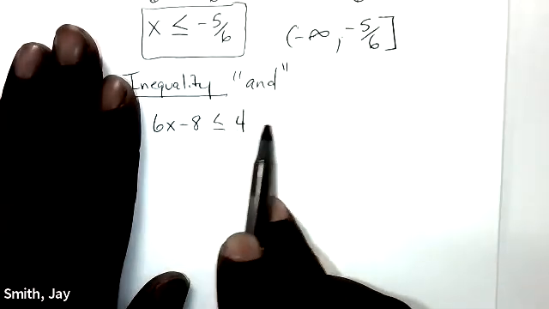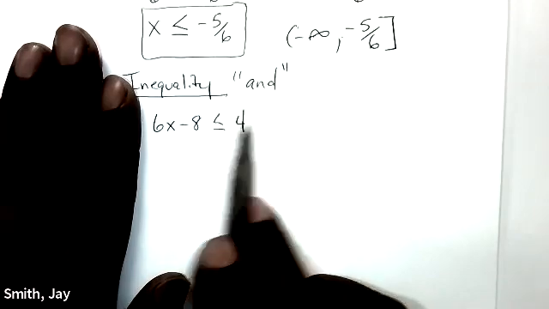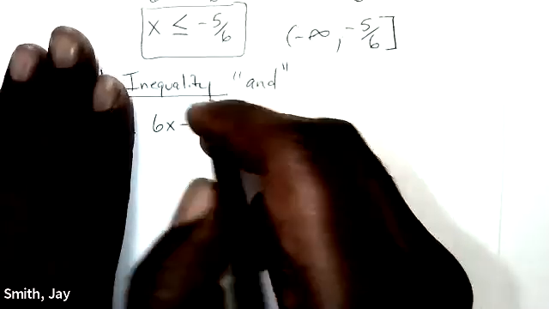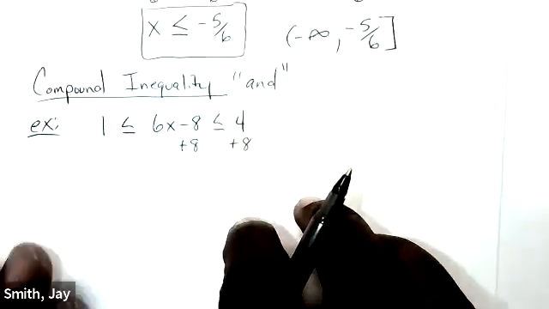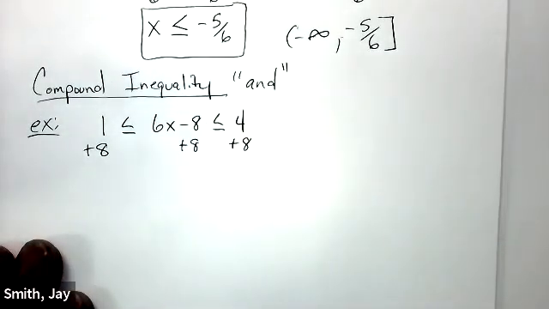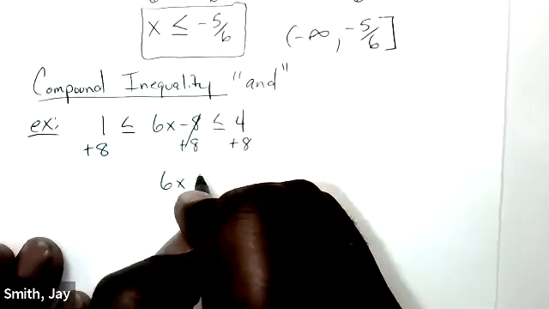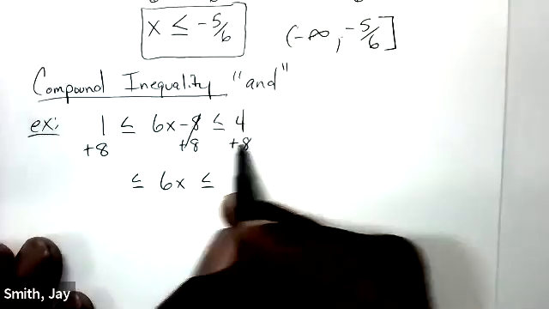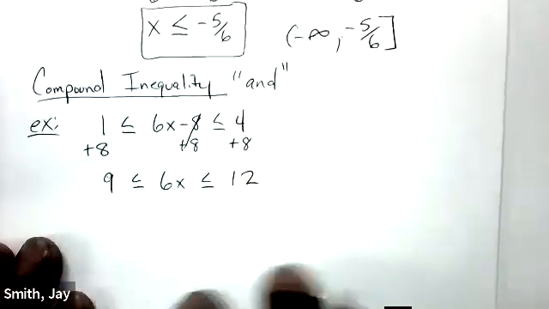We'll solve this like an equation and get an x by itself. The only difference is that whatever we do to two sides, in this case, we do to all three. To get the x by itself, the first thing I would do is add 8 to both sides. Because it's an "and" compound inequality, we have to add 8 to all three sides. So I'm left with 6x in the middle. I'm going to bring down my inequalities exactly as they are. 4 plus 8 will give me 12, and 1 plus 8 will give me 9.